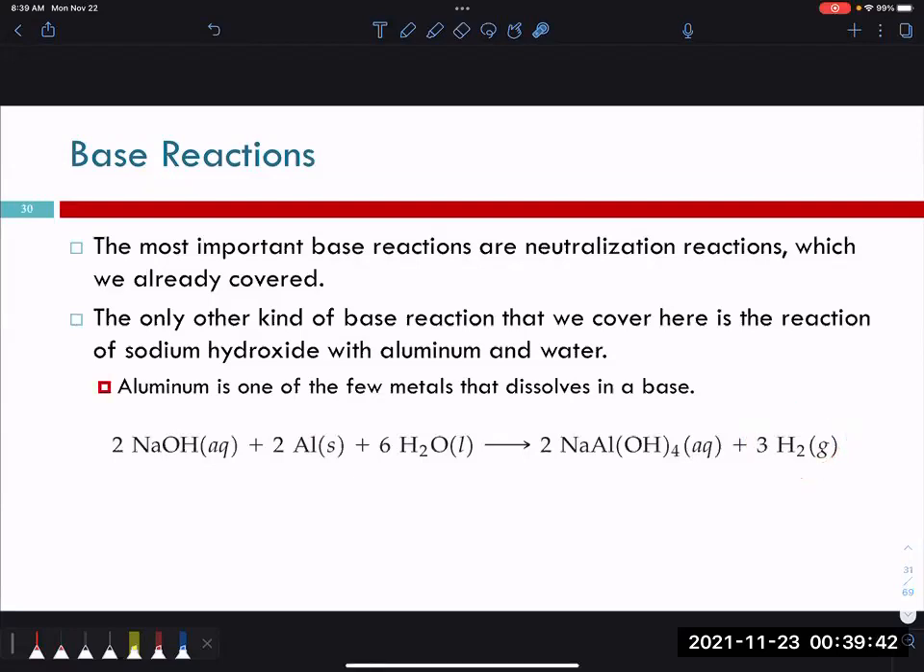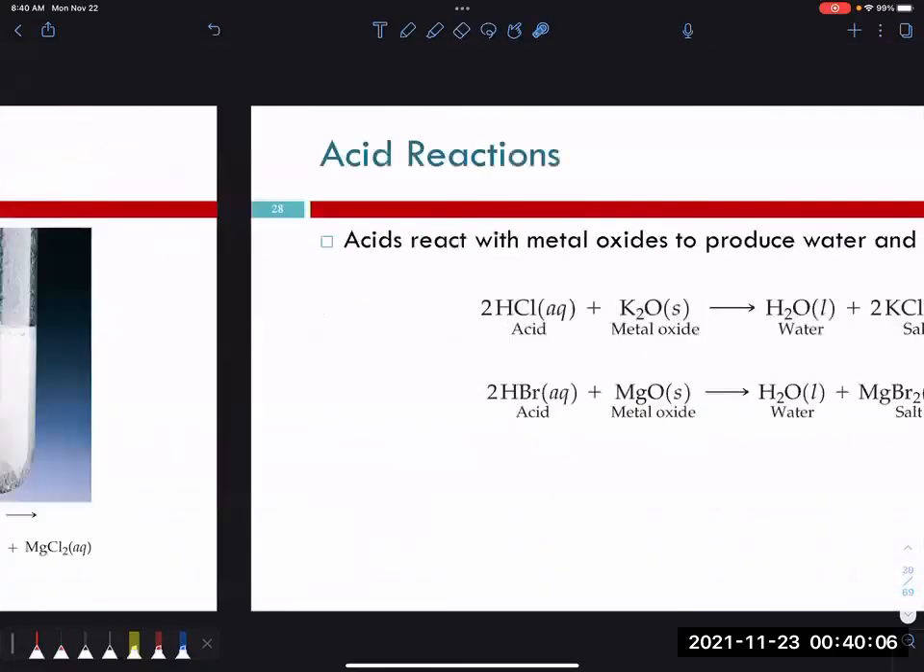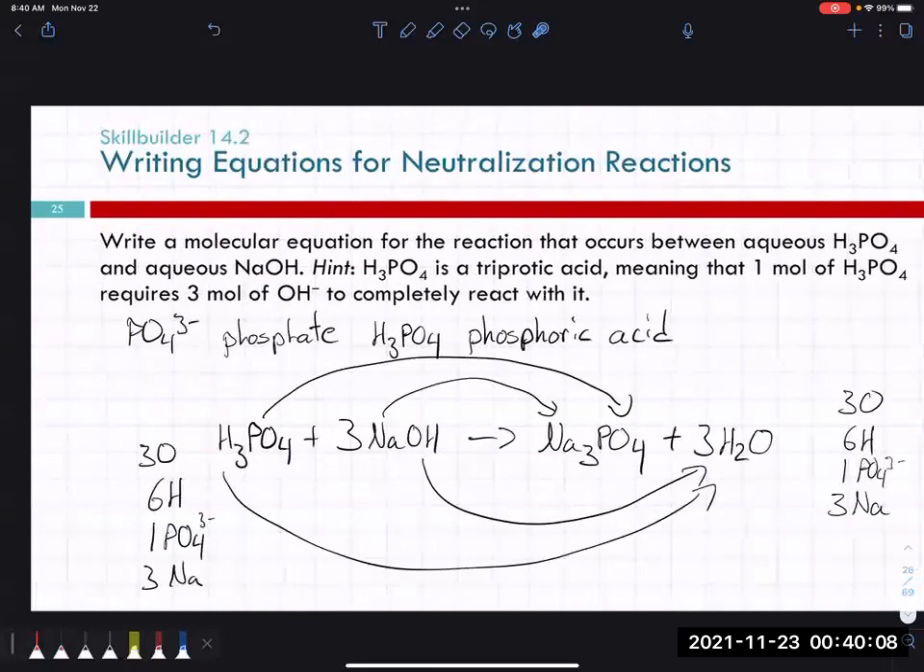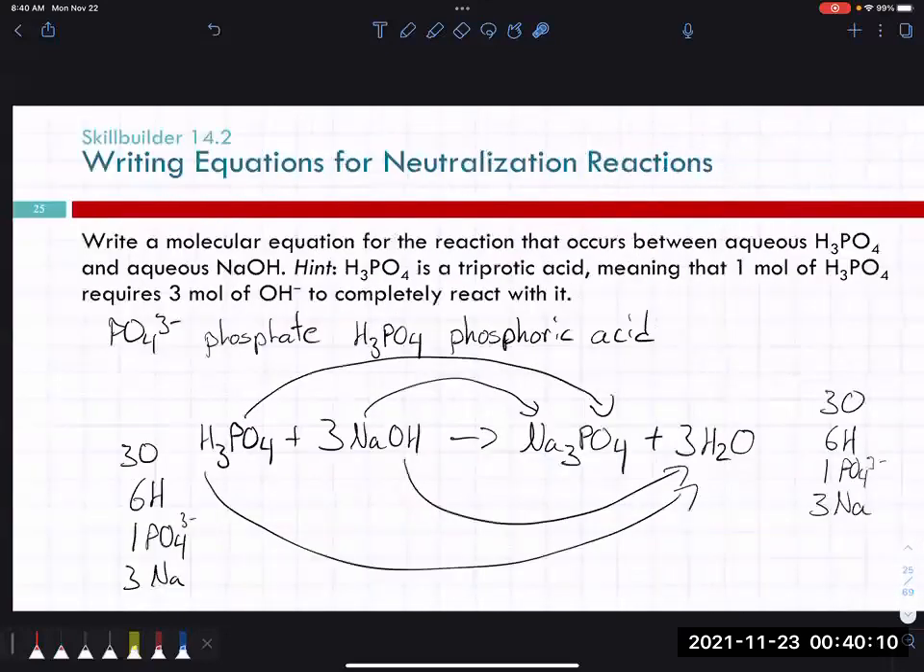For the purposes of this class, I mostly want you to be able to identify an acid, identify a base, and know the two different definitions. There's the Arrhenius definition and the Bronsted-Lowry definition. And then be able to predict, like in a neutralization reaction, what the products are going to be. All right, so you're going to get water. Let me scroll back to one of those. Just a basic neutralization reaction.